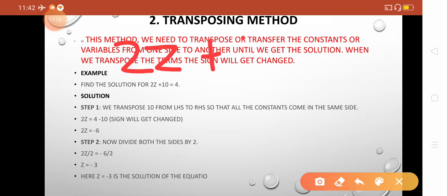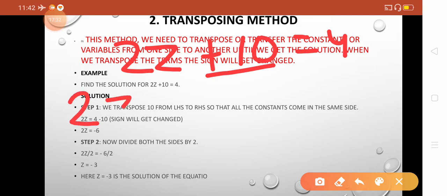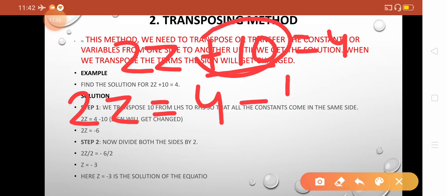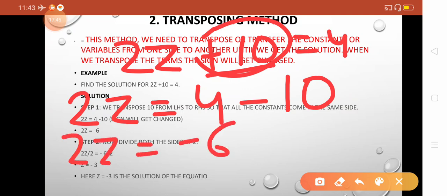2z plus 10 is equal to 4. I want to take all the variables on one side. Here the constant is plus 10. I want to take it to the right hand side. So I will write 2z is equal to 4. Here the 10 is plus, but whenever I take it to the other side, it will get minus. Now 2z is equal to minus 6.